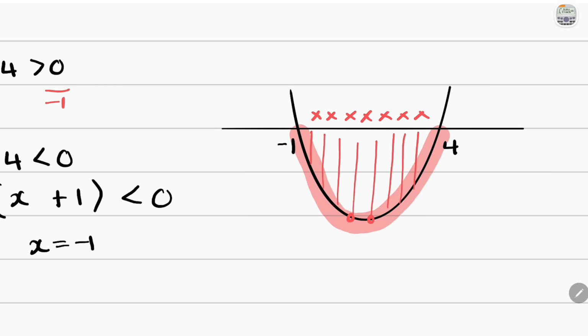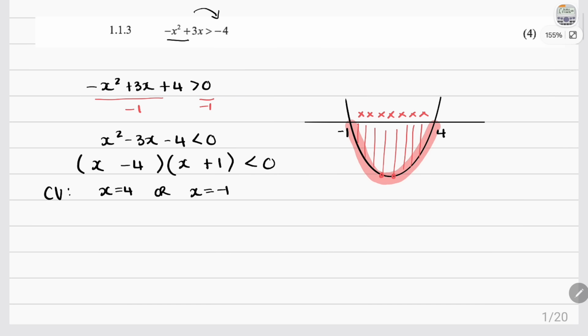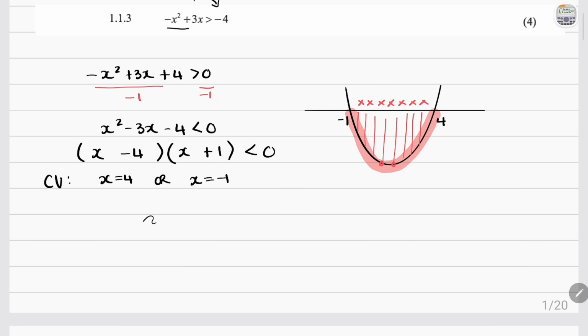And so we can express them like this. We can simply say, I'll put it in interval notation first. I can say x is an element of, and these are all values going from -1 all the way to 4. And so I'll write it as (-1, 4).